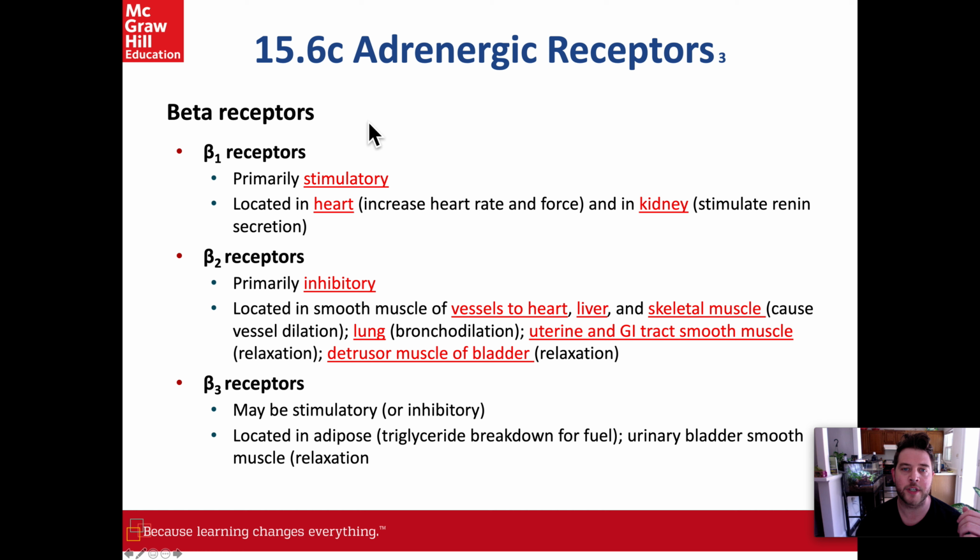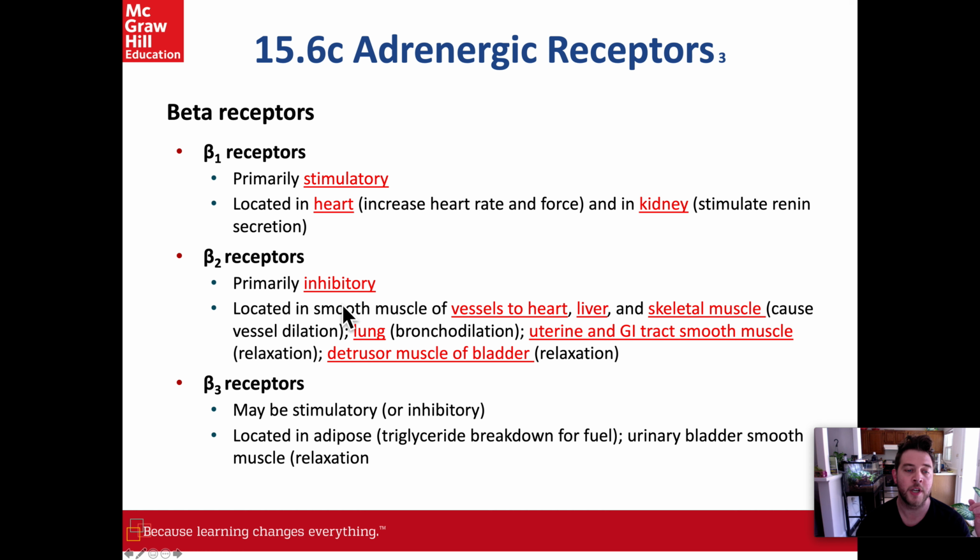Your beta receptors, there are 3 subtypes. I've never heard of the beta 3 subtype until I started reading these notes. Beta 1 and 2 are the primary ones that you see. The beta 1 are mostly stimulatory, located in your heart, increasing heart rate and force, and in the kidney to stimulate renin secretion, which you'll learn about in 169, but it increases blood pressure.